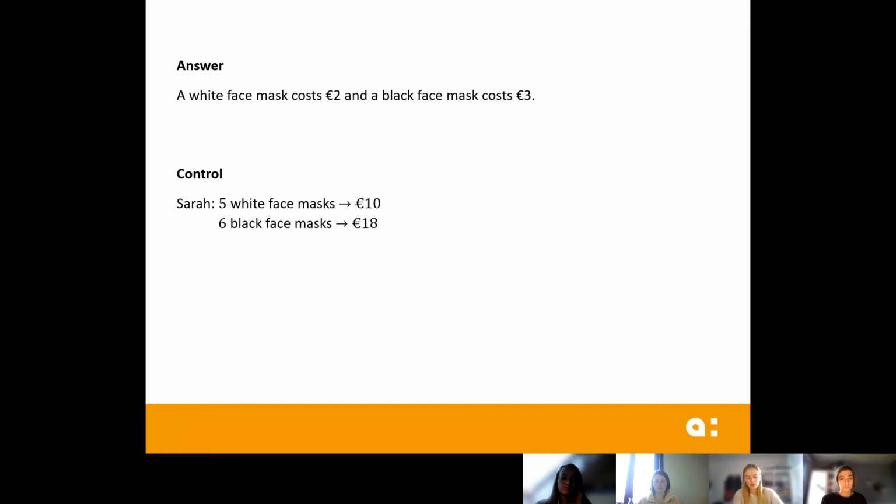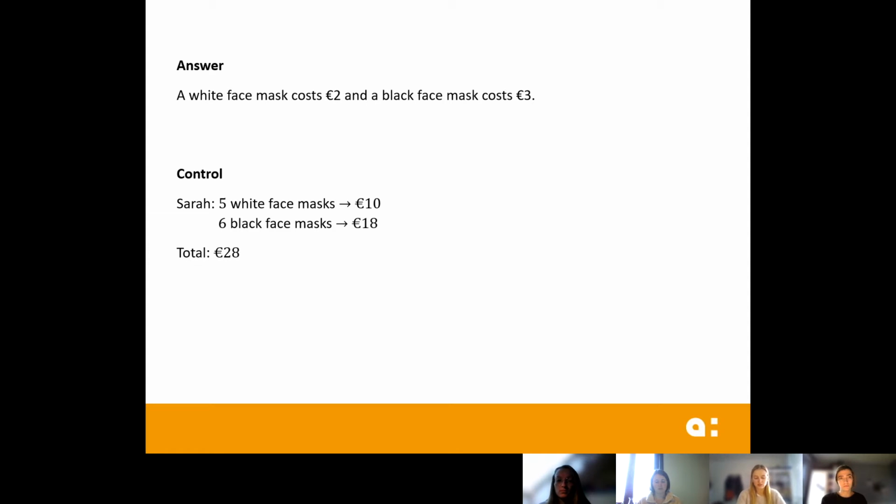A white face mask costs 2 euros and Sarah buys 5 of them. That makes 10 euros. She also buys 6 black face masks. Each one costs 3 euros. So for the black face masks, she pays 18 euros. If we add the price of the white face masks to the price of the black face masks, we know she pays 28 euros for all her face masks. This matches with what is given in the problem.